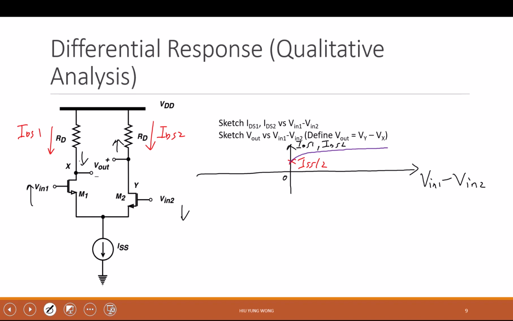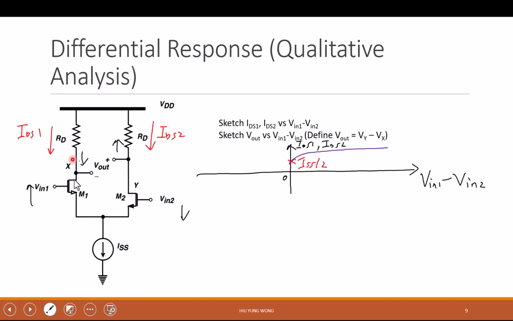No. It will saturate. Why? And saturate to which value? It starts from ISS divided by 2. This is a hint. It will go to ISS because you only have ISS. This is an ideal current source, remember. It's ideal, so I don't care what happened to you. You are off, you are linear, you are saturation, I still deliver ISS. And KCL is always correct, regardless of the region you operate in, right?